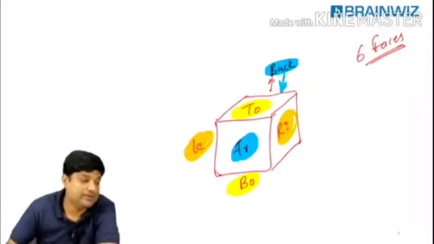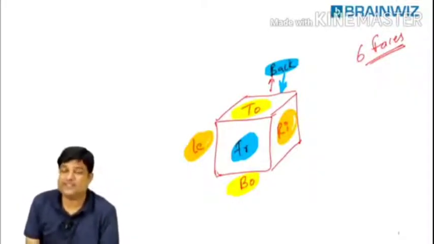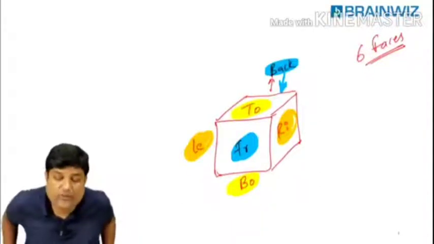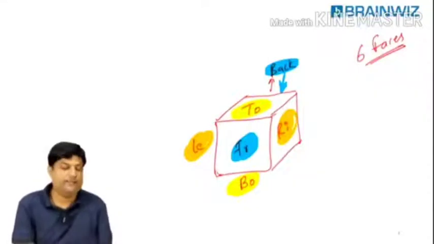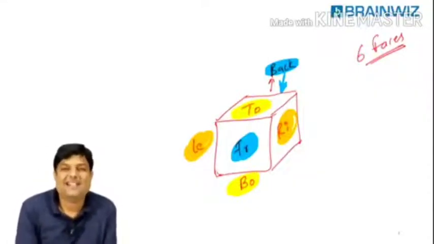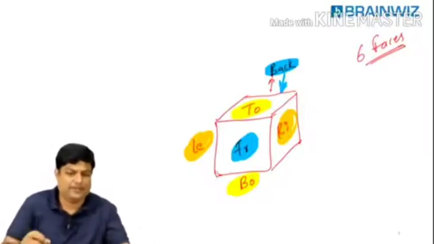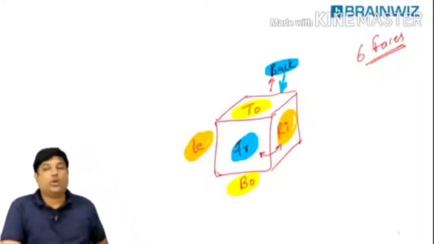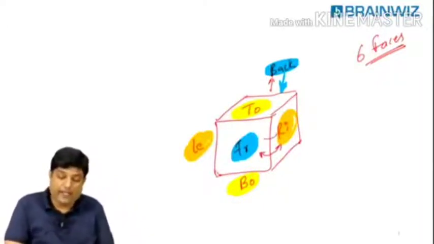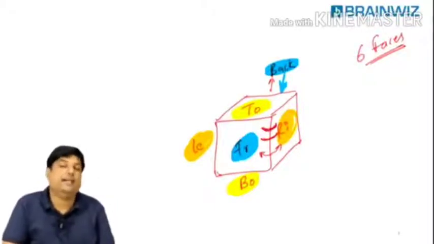So students, a cube has 6 faces. In those 6 faces, we have some opposites. They are top and bottom, front and back, and left and right. And there are some adjacent faces also. You know who are adjacent? Neighbors. These two are neighbors to each other. They are adjacent to each other. We can call right and front adjacent.